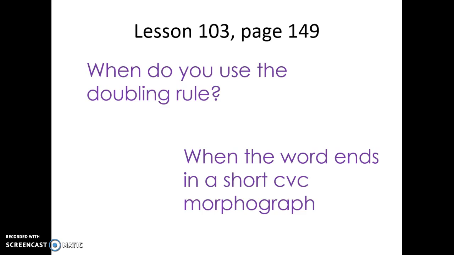Let's check. Robbing, R-O-B-B-I-N-G. Repelling, R-E-P-E-L-L-I-N-G. Subverted, S-U-B-V-E-R-T-E-D. And cutting, C-U-T-T-I-N-G. Go ahead and finish the rest of the worksheet. It goes on to page 150 on your own.